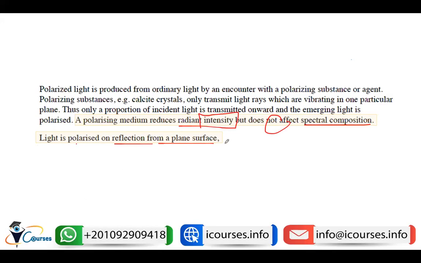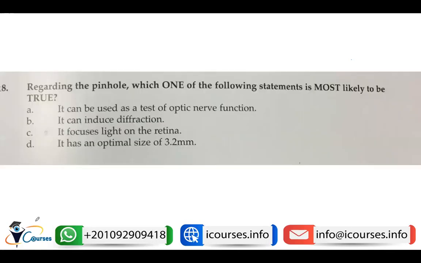So it doesn't affect the spectral composition, and it will decrease the intensity of light rather than increasing the brightness. And also it is not a part of contrast assessment functions. And as you can see here, the light is polarized on reflection from a plane surface. Okay, so this is straightforward from the book. Let's move to the next question.